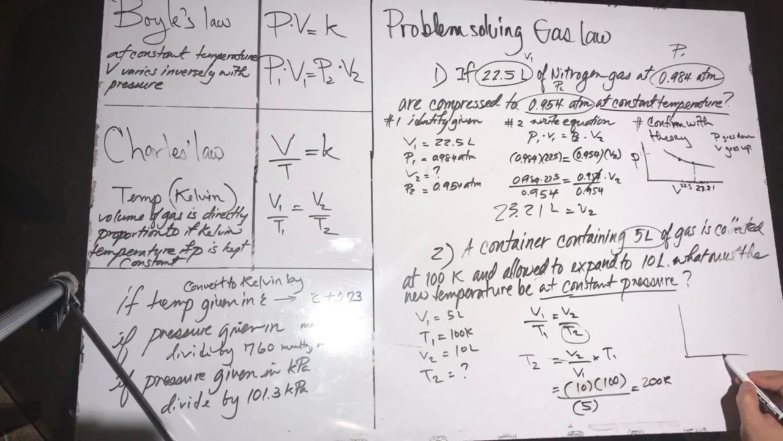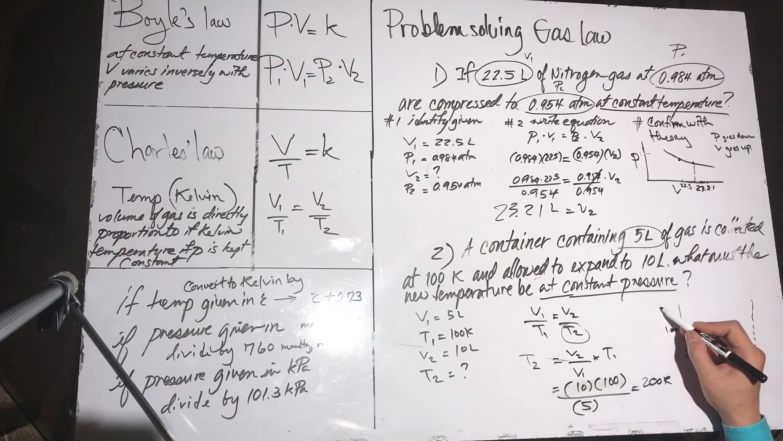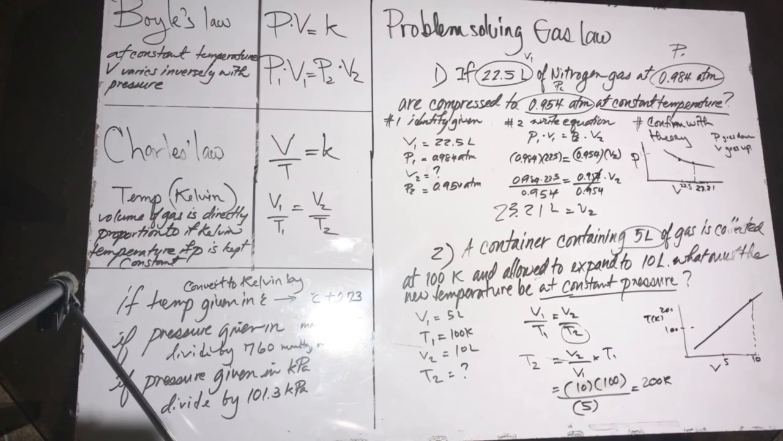Volume 5, my temperature 100. Volume 10. The answer is 200K. This is 200. See? It is directly proportional: volume goes up, temperature goes up as well. That's what it is. That's how you would confirm the result.